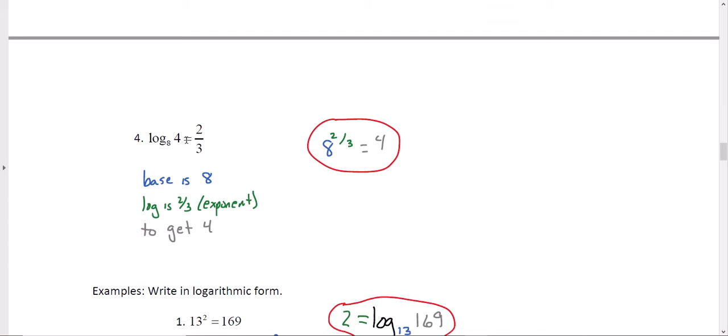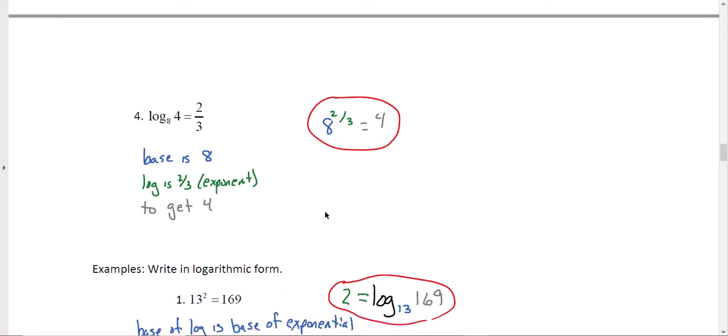Log base 8 of 4 equals 2/3. Base is 8. Log is 2/3, so the exponent is 2/3 to get 4. So 8 to the 2/3 power equals 4. And if you're putting this in your calculator, 8 and then the caret, that little up arrow above the division key usually, make sure you put 2/3 in parentheses if your calculator doesn't show it already in the exponent. So put parentheses around 2/3 and you'll get the 4 and you'll see that it's correct.